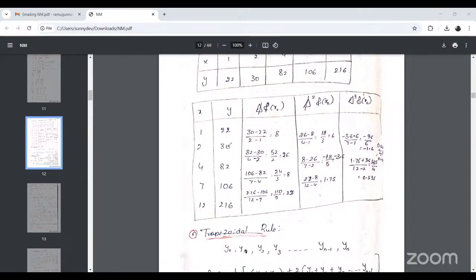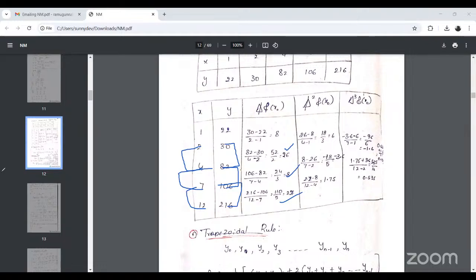Here we get 30 minus 22 by 2 minus 1, that is 8. In the same way, next 82 minus 30 by 4 minus 2, so we get 26. And next 106 minus 82 by 7 minus 4, so we get 8. Next 216 minus 106 by 12 minus 7, then we get 22.